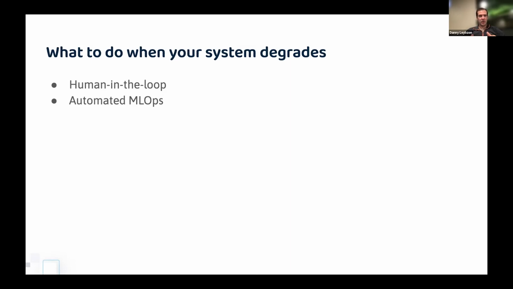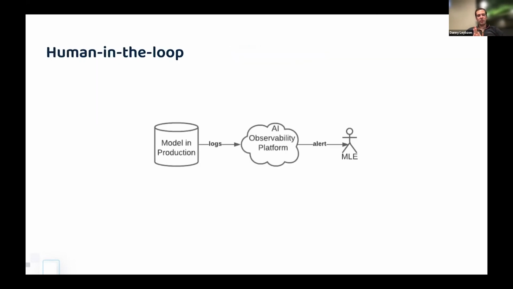This is really where interesting work is being done around automating a lot of this stuff: automated MLOps. But let's start with just human in the loop machine learning or AI observability. With human in the loop observability, we've got a model in production. It's generating logs of the data that's being fed into it and the predictions that it's making. And then it's feeding these logs to some kind of AI observability platform. This platform probably has some monitoring capabilities. It probably has some other capabilities beyond that.